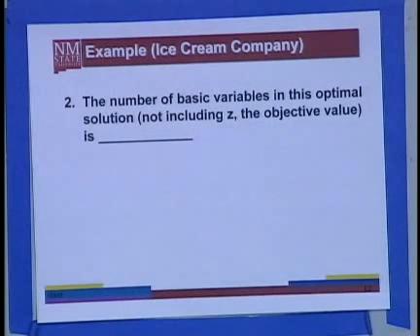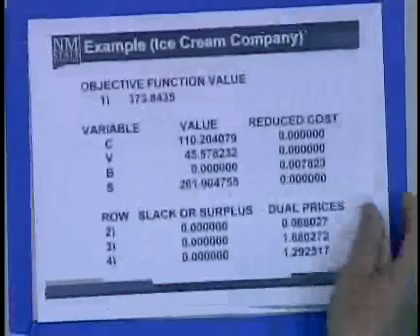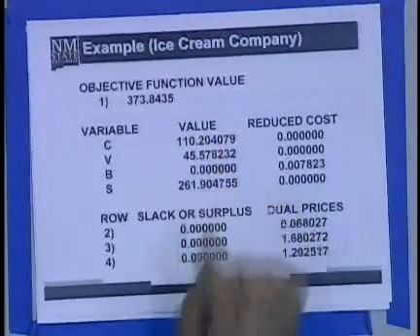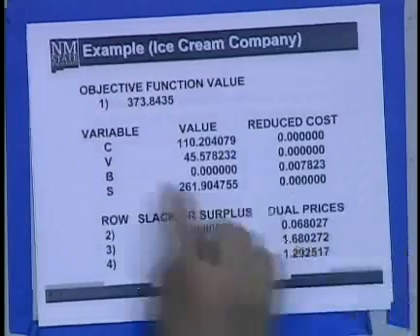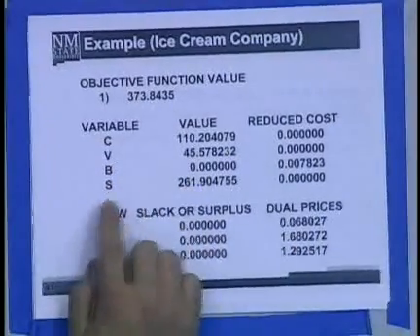Okay, the next question. The number of basic variables in this optimal solution is how many? We've already answered this question in question number 1, right? We have 3 basic variables in the optimal solution, 1 for each resource constraint. And again, there are 3 positive variables in our optimal solution. They are C, V, and S, right?